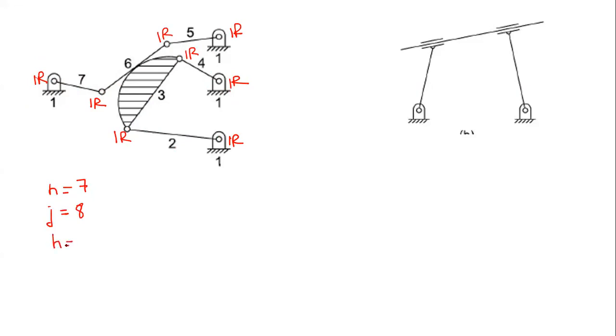Now, is there any higher pair in this mechanism? Yes. So between which two links? 6 and 3. So this is your higher pair. So h is equal to 1. Fine. So now your degree of freedom f is equal to simply 3 times (7 minus 1) minus 2 into 8 minus 1. So f is equal to plus 1 in this case also.